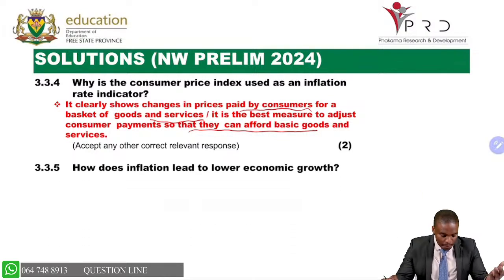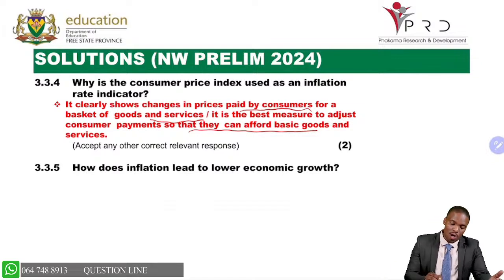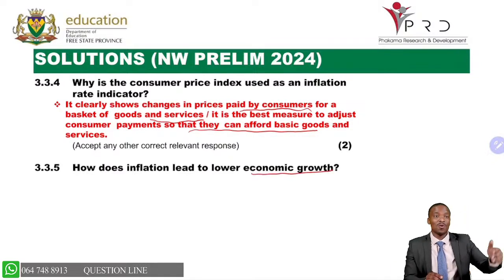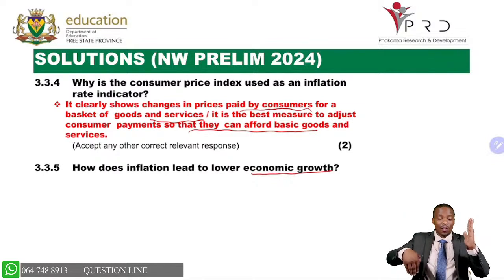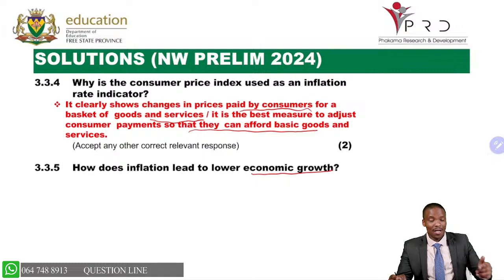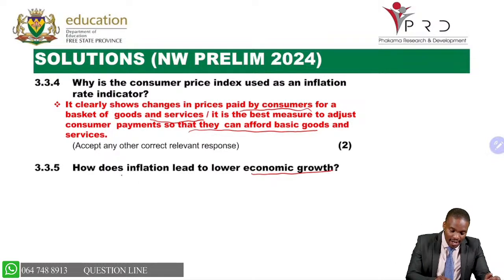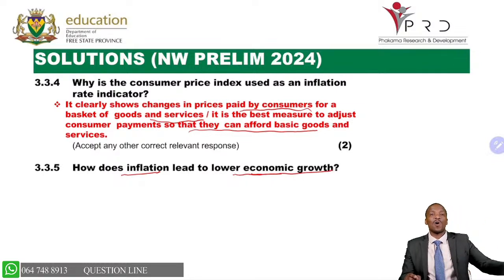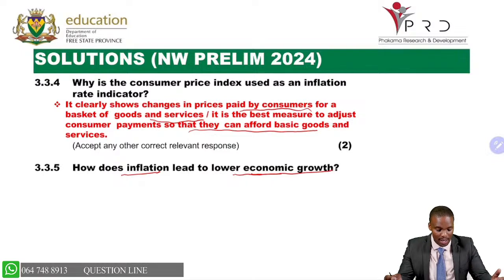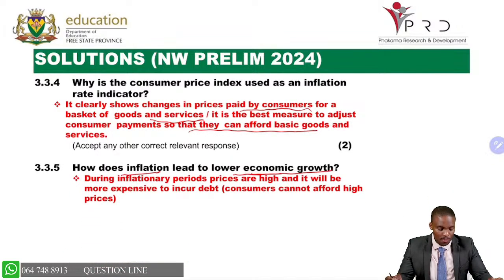The last one says, how does inflation lead to low economic growth? If you looked at the data response, we see a point where inflation is increasing, but growth is going down. So the question here says, what is the relationship between inflation as well as low economic growth? And these questions, again, are those that we say are a cause and effect relationship. They're very important, therefore. Okay.